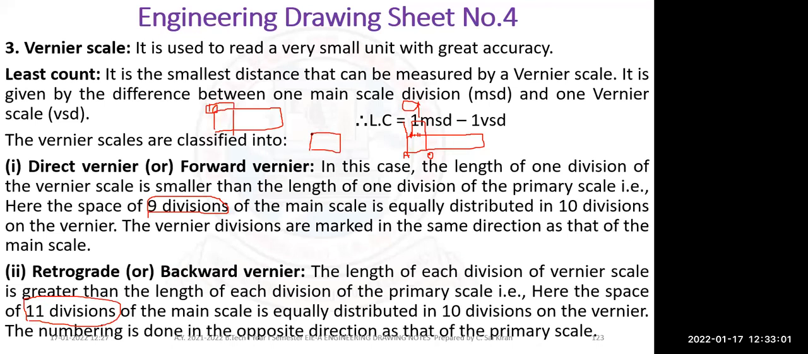From the normal scale, I'll add 1 point. After 10 divisions, I'll make one more division. I'll make it 11 divisions. It is called backward. From the 10 divisions, if I go one forward and take only 9 divisions, then it is called forward Vernier or direct Vernier, we call it.